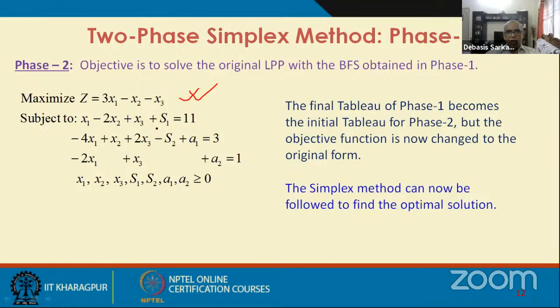Here I have shown A1 and A2 as artificial variables. Please read it as R1 and R2. Or note that A1 and A2 are artificial variables here.